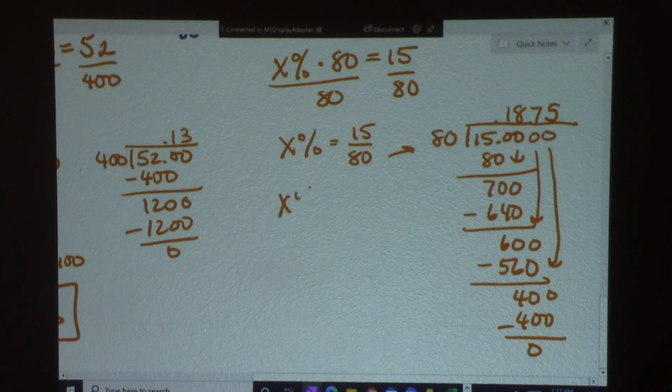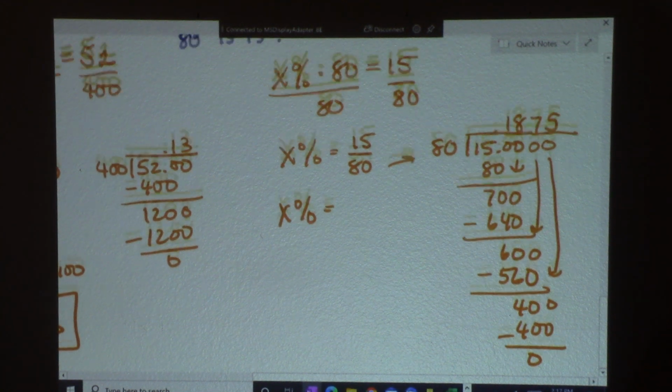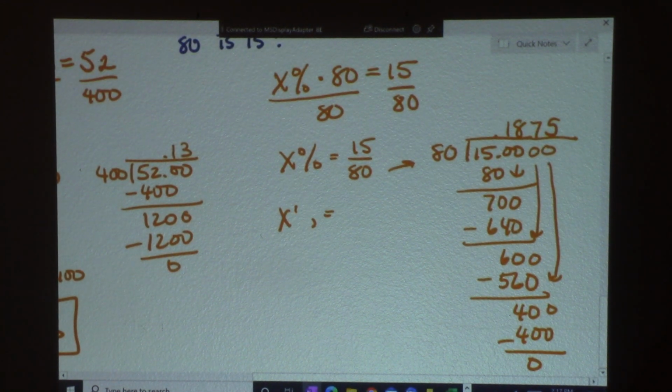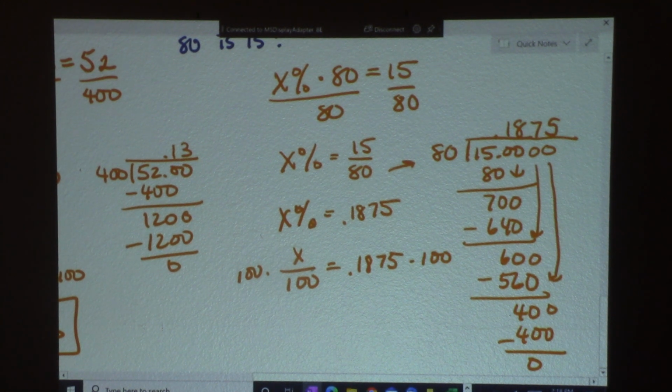So I have X percent equals... Hang on a minute. I forgot to put it over. No, we're good. And I get 0.1875. Now I'm going to take my percent symbol out. Multiply by 100, and that moves my decimal over 2 places, and I get 18.75%. Okay, that's our first type of percent problems.